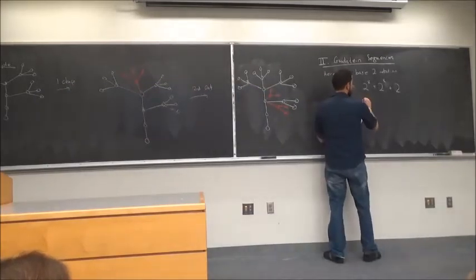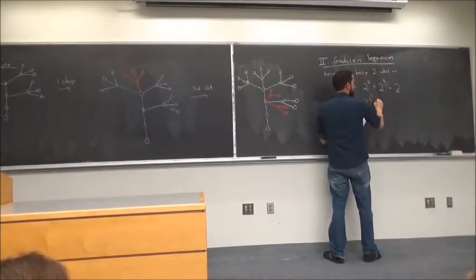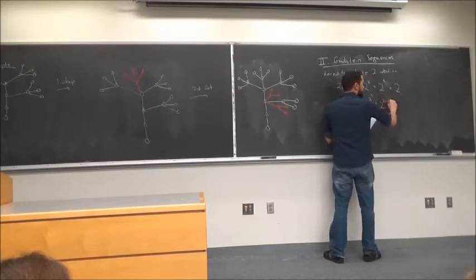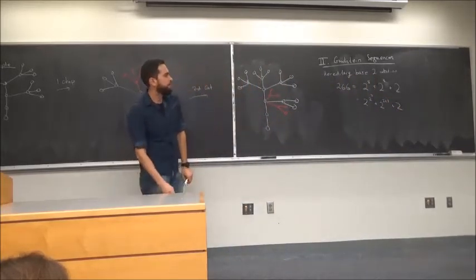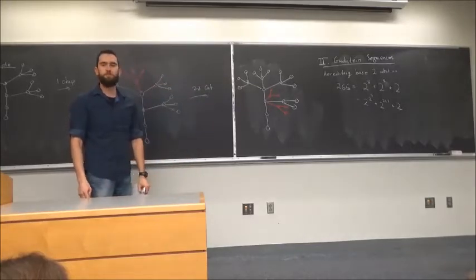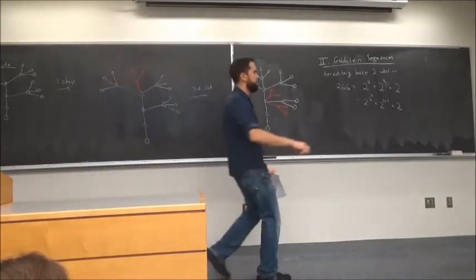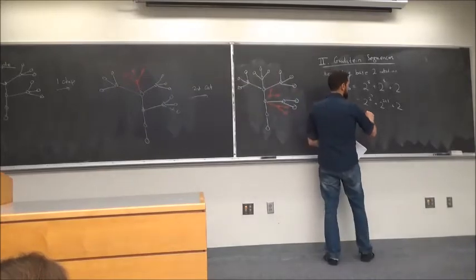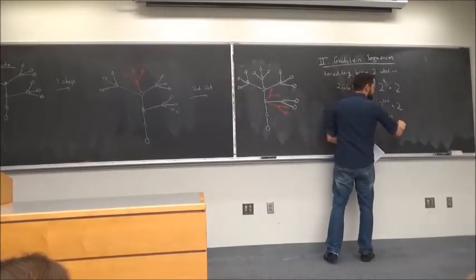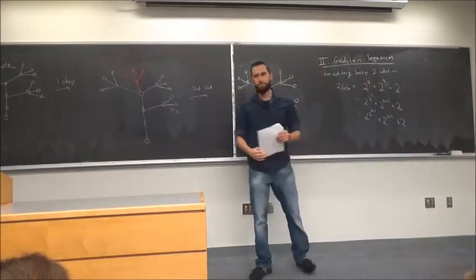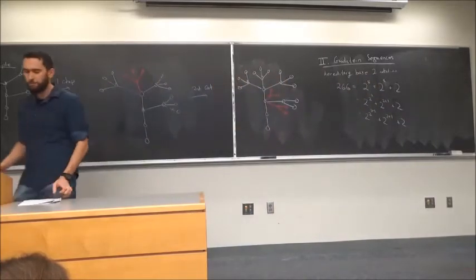So what I can do is say this is 2 to the 2 to the 3 plus 2 to the 2 plus 1 plus 2. And then I'm left with, well, 3 is not written in base 2. 3 can be written as 2 plus 1. It's 2 to the 1 plus 2 to the 0. So I can write this as 2 to the 2 to the 2 plus 1 plus 2 to the 2 plus 1 plus 2. Okay, so this is called hereditary base 2.